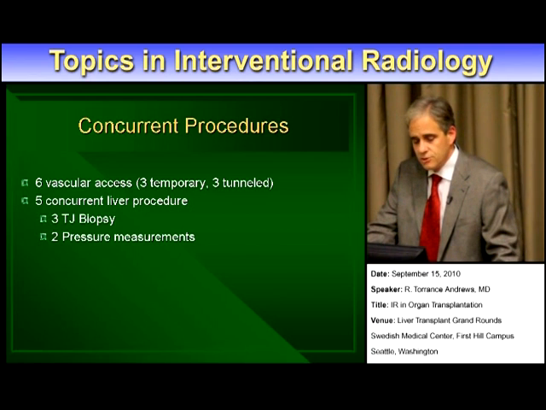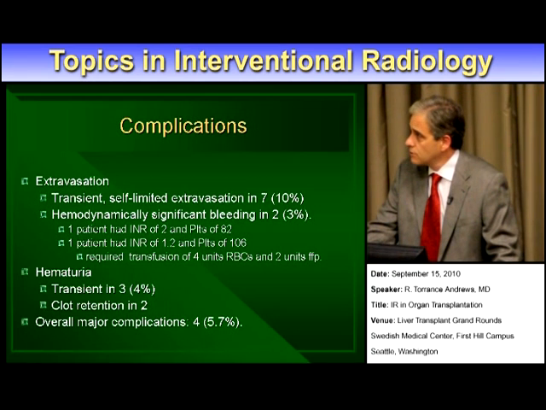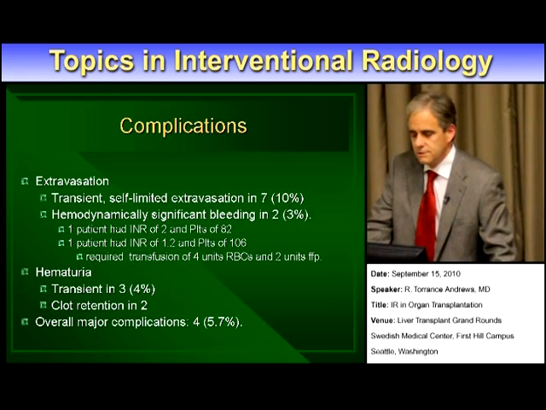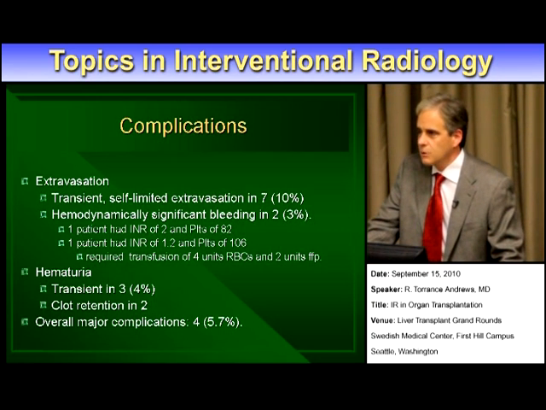The concurrent procedures were vascular access in 6 patients and concurrent procedures in the liver in 5. Our outcomes, or our experience, was that we had transient self-limited extravasation in 7 patients. We only had hemodynamically significant bleeding in 2, patients who had hypotension and tachycardia. One of those patients required a transfusion. We had transient hematuria in 3 patients, and we had clot retention in 2.